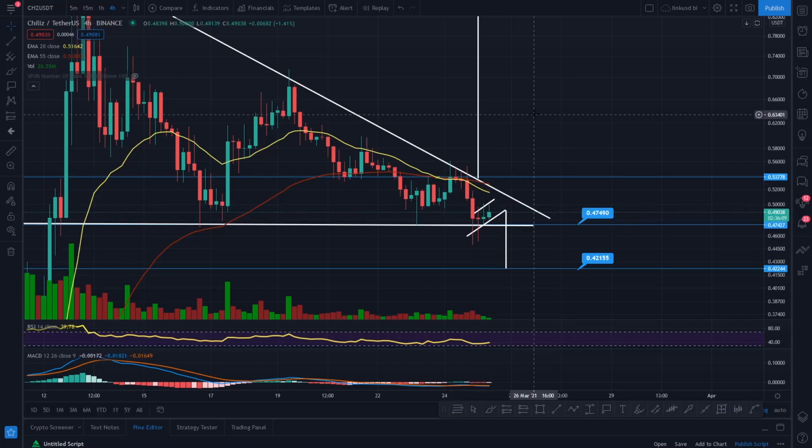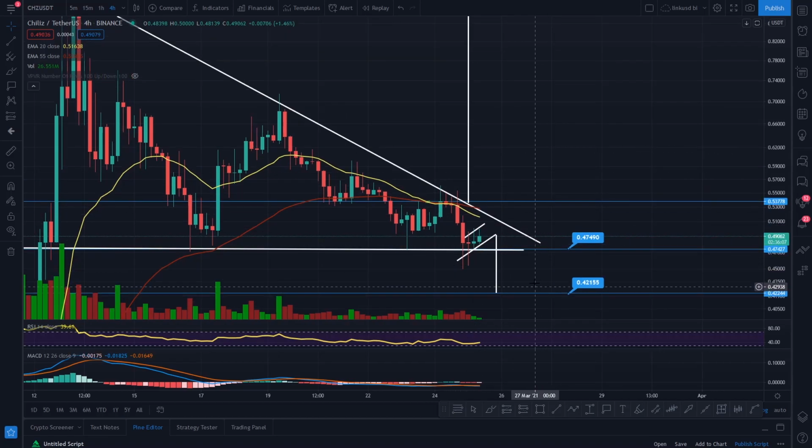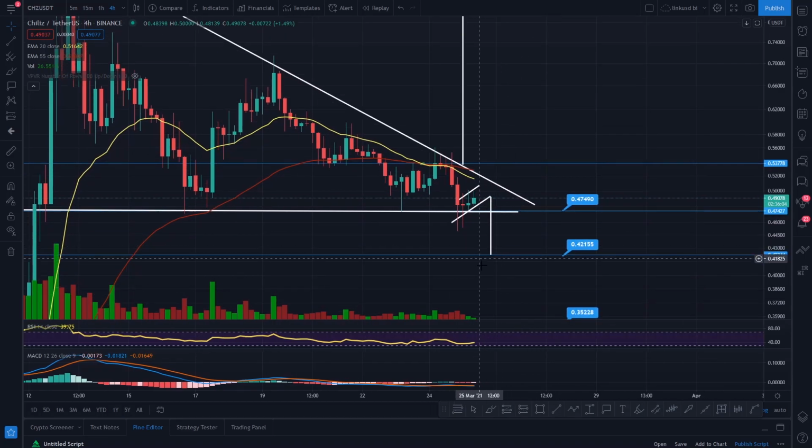Basically what we need to do is just break out of this descending triangle, because that's the bearish marker, that's the bearish target down there at 42 cents, guys. Okay, so what you do need to see is this push up like this, break out of this descending triangle, this level of resistance just here. This is a level of resistance. Okay, you do need to see us push out of that, guys.